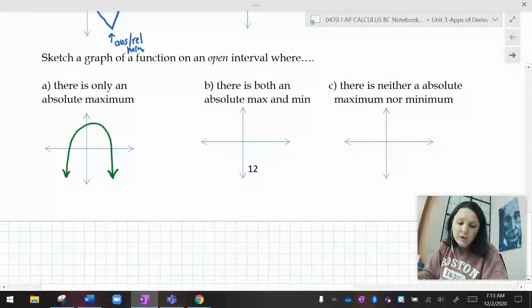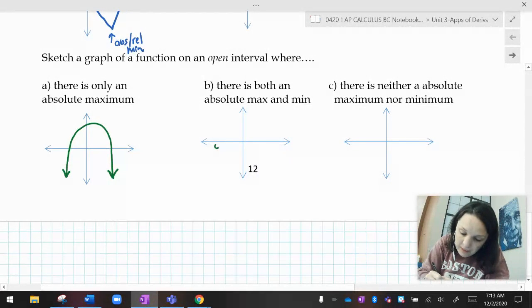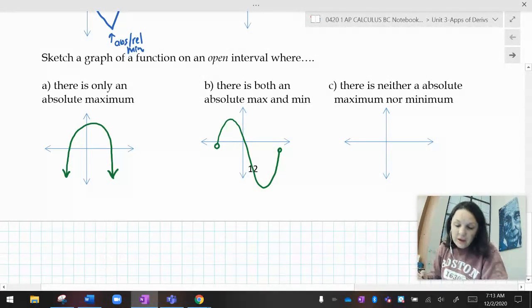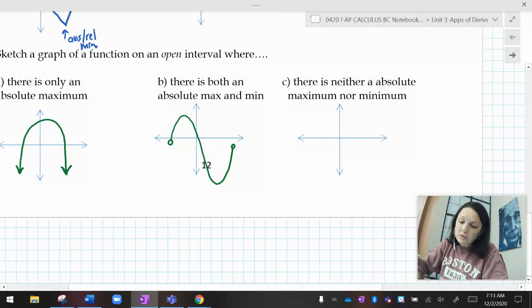I can also have an open interval where there is an absolute max and an absolute min, and that could be something like this. Because that's an open interval, I still have a highest point and a lowest point. That's okay. And then I can have an open interval where there's neither an absolute max nor an absolute min.